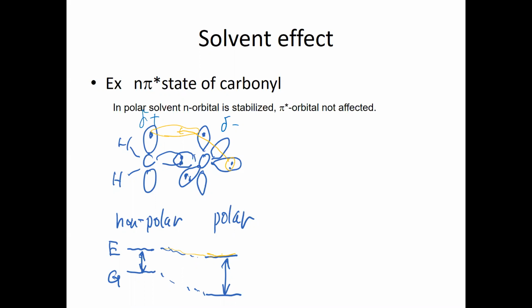So in the case of n-pi star related light absorption, the blue shift could happen in the polar solvent in the n-pi star state.